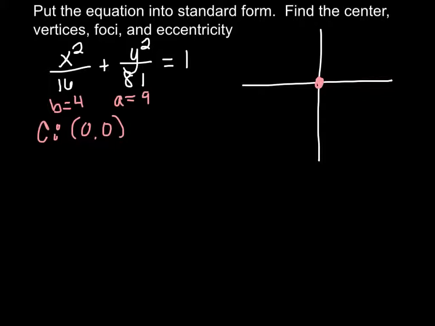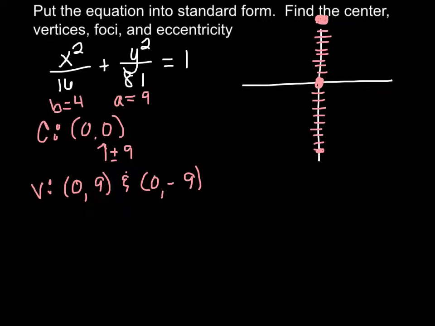So since the major falls underneath the y, I'm going to change my y values. To find the vertices, I'm going to add and subtract 9 to that y value. So my vertices are 0, 9, and 0, negative 9. From the origin, I'm also going to plot the b value. This is my minor, so I go 4 in each direction.